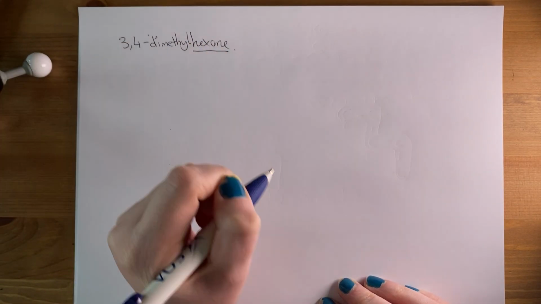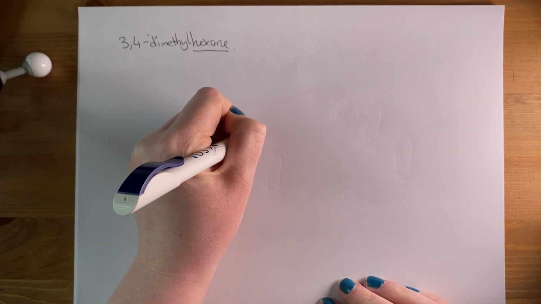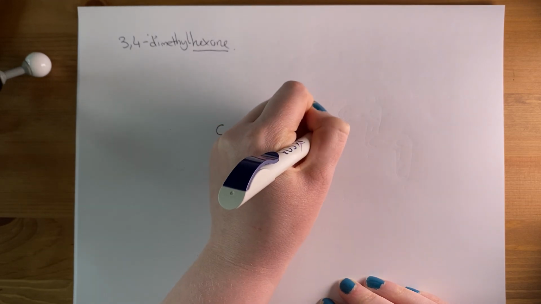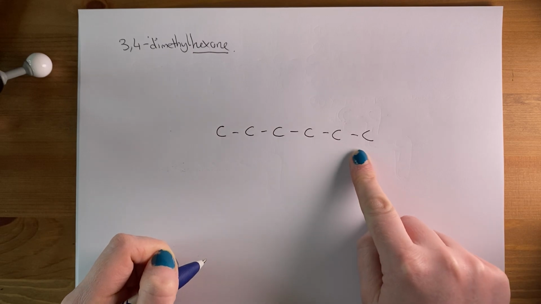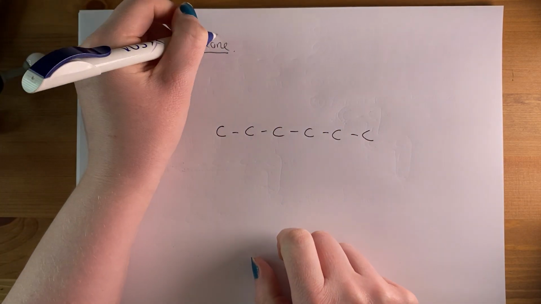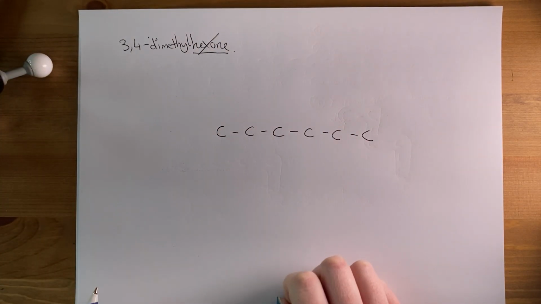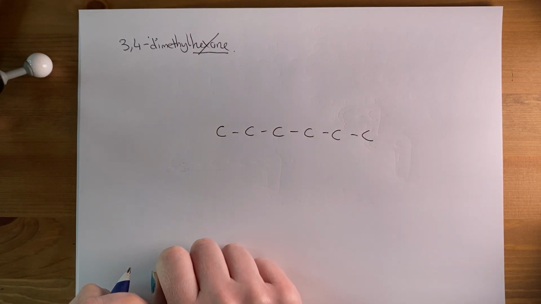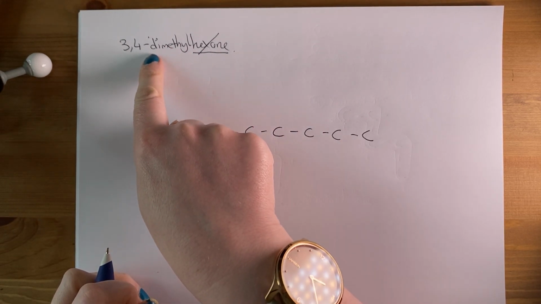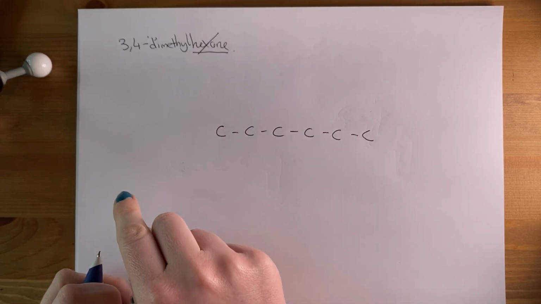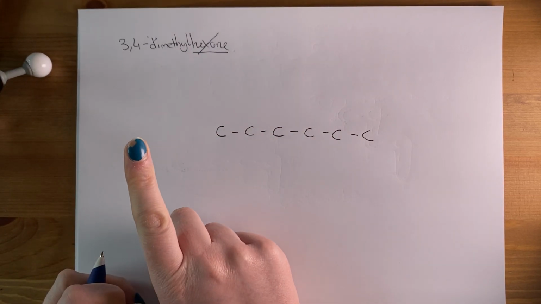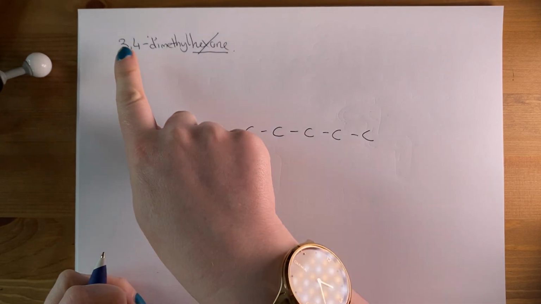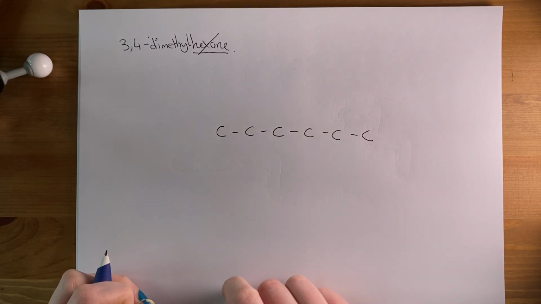Step 1, draw the carbons for hexane. 1, 2, 3, 4, 5, and 6, because remember hex means 6. There's my chain for hexane. Okay, so I've done this part of my name. Dimethyl. So I just said 2 seconds ago that di means I have 2 of the same branch, so dimethyl. The methyl branch has 1 carbon in it. Where will I find those? On carbons 3 and 4.